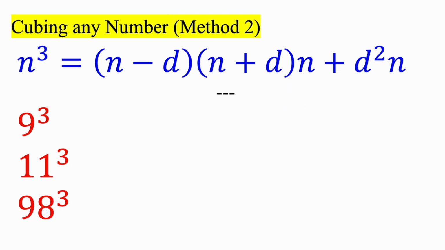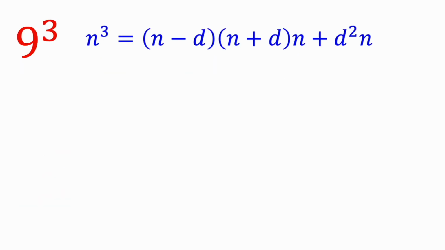And knowing this, we're going to go ahead and solve these three problems. And so let's begin. Now, this first problem, I'm going to show all of the steps. So n is the number we have, so 9. Now, d, I'm going to go ahead and put it as 1, so negative 1. And I'll explain why I'm picking 1. Then this would be 9 plus 1. And then n again is 9, plus, again, d, we're saying it's 1, so 1 squared times n is 9.